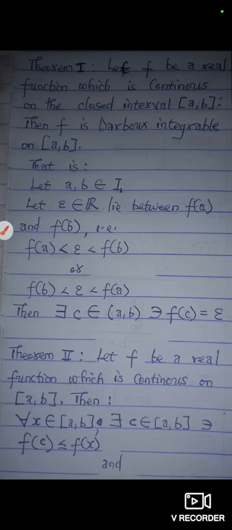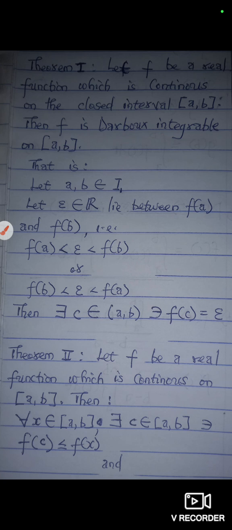I said theorem 1 was the intermediate value theorem. Earlier I made a mistake and said it was the extreme value theorem, and then later I told you it was the intermediate value theorem. Then I said theorem 2 is the extreme value theorem.